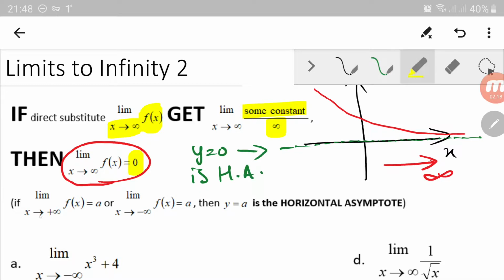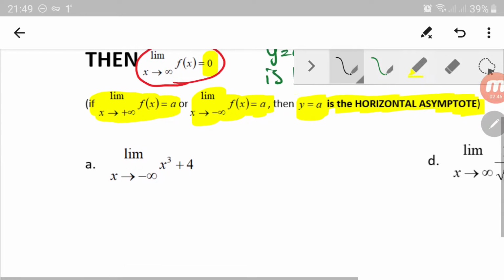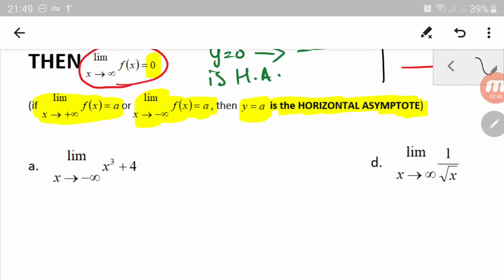That is why I have this extra note down here. If we have the limit to infinity of a function equals a, or a certain number, then the value of the constant is the horizontal asymptote. Specifically in this kind of limit to infinity, it's always 0. Okay, so let's get started. Let's do two examples.